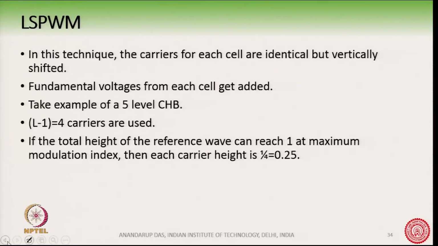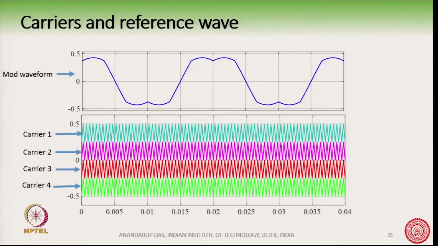Like before in phase shift PWM, the fundamental voltage from each cell gets added up, because basically it is a series connection of H-bridges. So, the fundamental voltages by the connection itself will get added up. Now, let us take the same example as before, the 5 level CHB, and for a 5 level CHB we will need 4 carriers, L minus 1, 4 carriers, and these are shown here with the different colored carriers in this diagram.